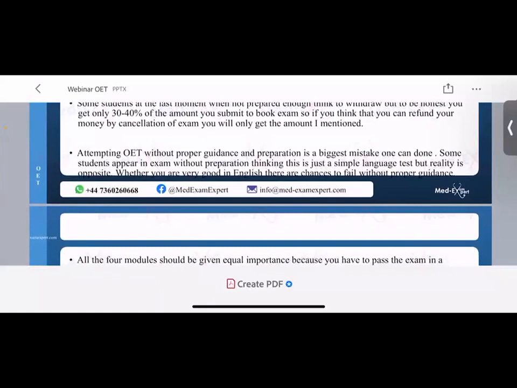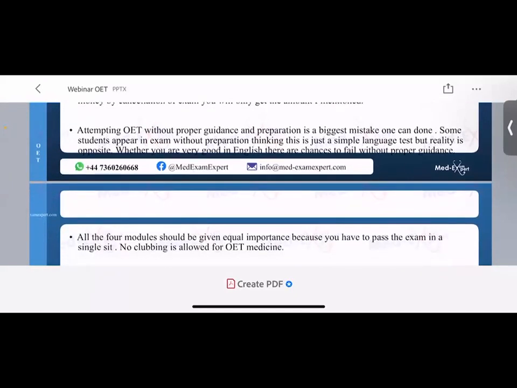Okay, attempting OET without proper guidance and preparation is the biggest mistake one can make. Some students appear in the exam without preparation, thinking this is just a simple language test, but in reality, it is the opposite. Even if you are very good in English, there are chances to fail without proper guidance. Most of the students think that it is a very easy exam, as most of us already know how to speak English and write English. So they take it very easy, but in reality, it is not that.